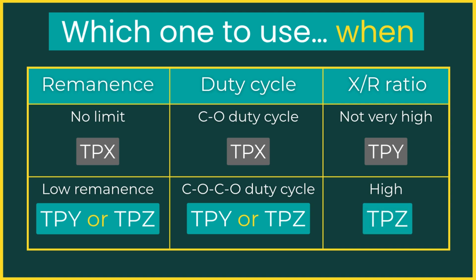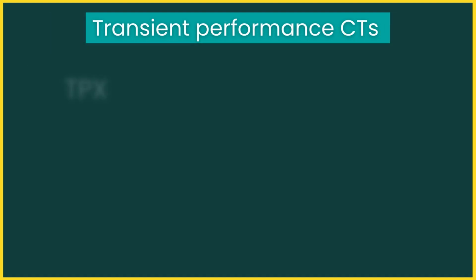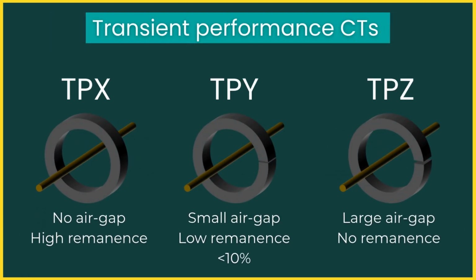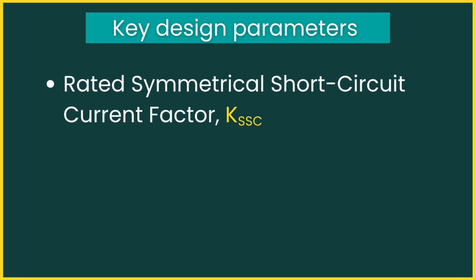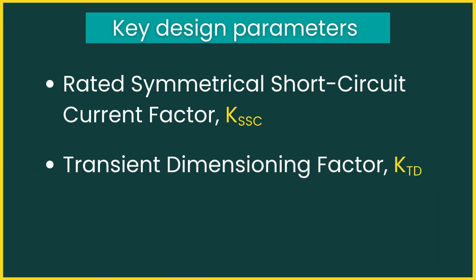So far, we have seen why Transient Performance CTs are important, and how TPX, TPY, and TPZ differ in construction and application. In the next part of this series, we will go further and explore the two key design parameters that define CT transient performance: the rated symmetrical short-circuit current factor, KSSC, and the transient dimensioning factor, KTD.